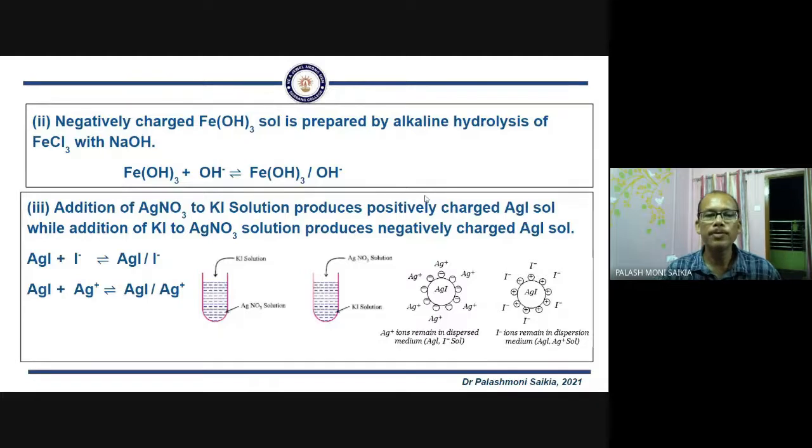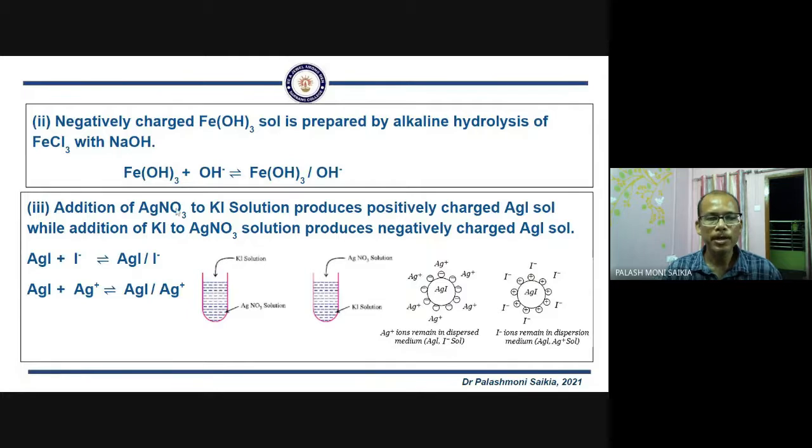But if we hydrolyze ferric chloride with some base like potassium hydroxide or sodium hydroxide, we get negative ferric hydroxide colloid. Similarly, a classical example: if we add silver nitrate to KI, we get positively charged silver iodide colloid. But if we add KI to silver nitrate, we get negatively charged silver iodide sol.